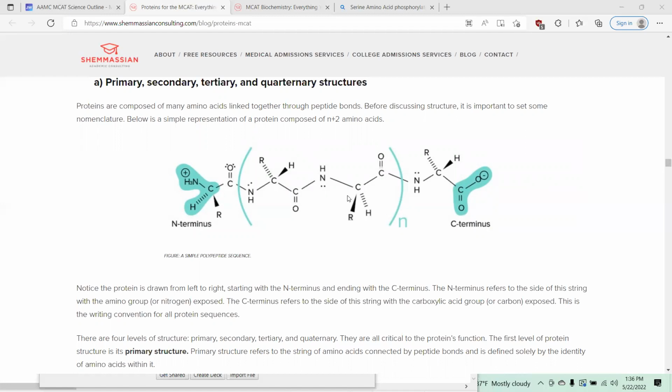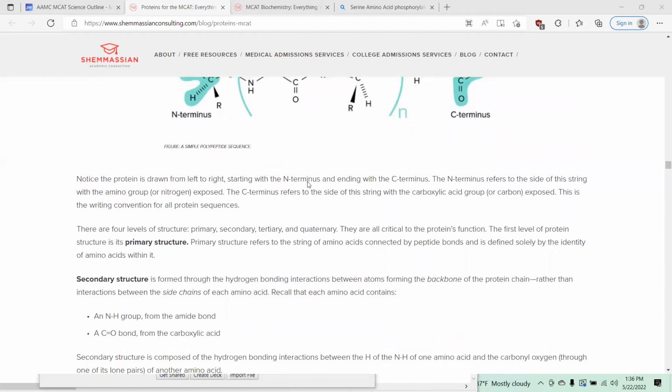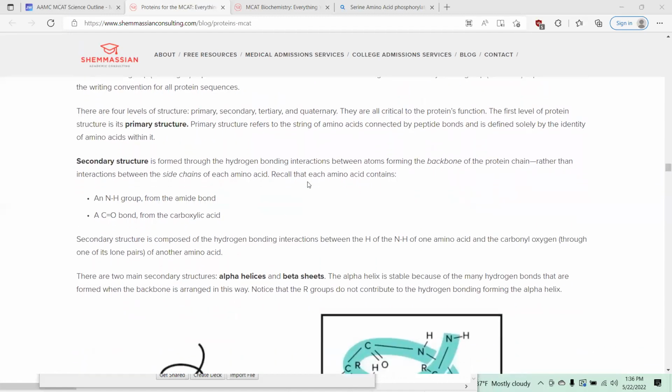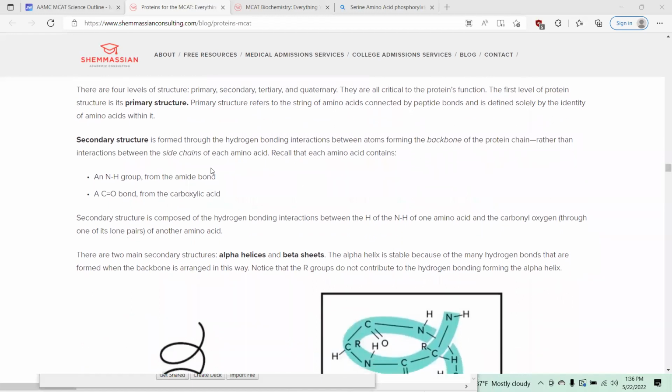By identity, I mean, is this an arginine? Is this a histidine? That's what I mean. So the order and which amino acids they chose. That's what primary structure is. Now we get a little more complicated.